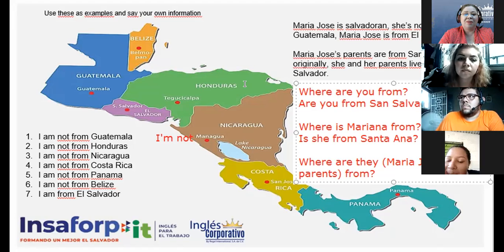Blanca Guadalupe Benavides is Salvadoran. She is not from Guatemala. Blanca Guadalupe is from El Salvador. Blanca Guadalupe's parents are from San Miguel in Chalatenango originally. She and her parents live in Chalatenango.